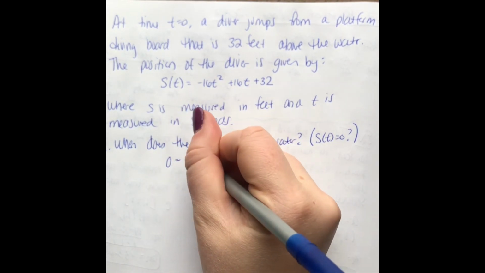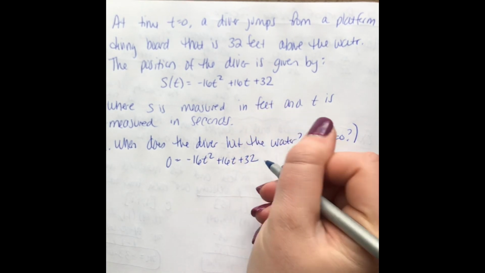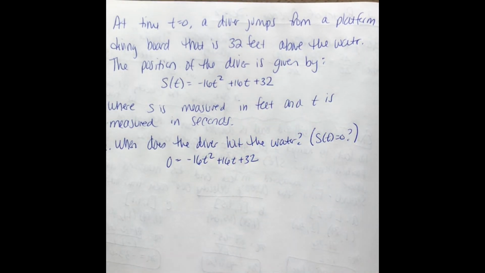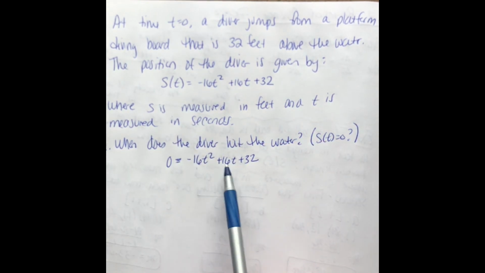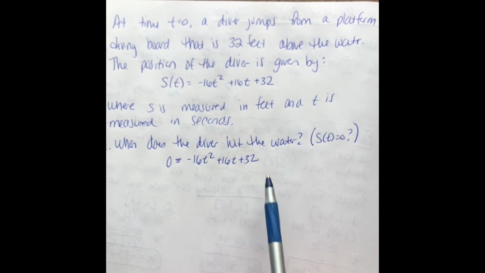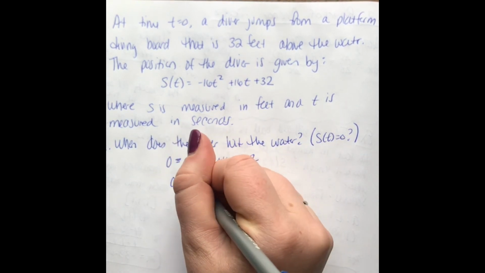So 0 equals negative 16t squared plus 16t plus 32. We are now solving a quadratic. There are a couple ways to solve a quadratic. One way is to factor. Another way is to use the quadratic formula. Another way is completing the square, or you can graph it. This one, luckily for us, is factorable, and I like to factor, so we're going to factor. I noticed negative 16, 16, and 32 are all divisible by negative 16. So I'm going to divide both sides by negative 16.